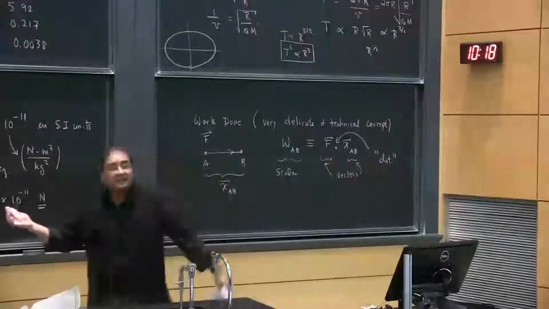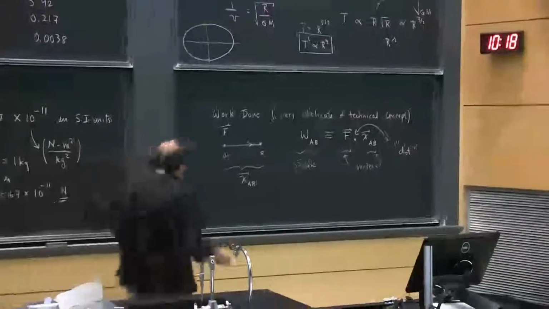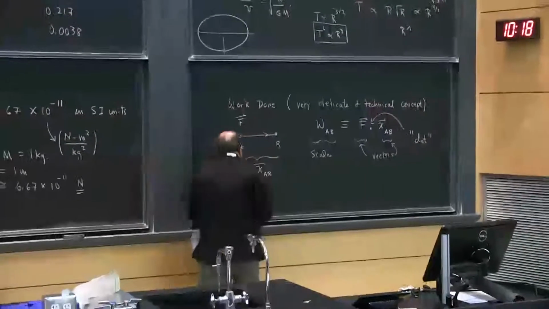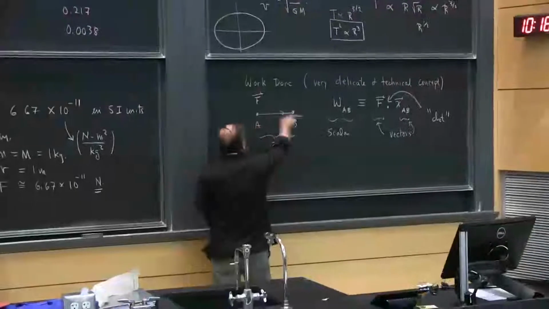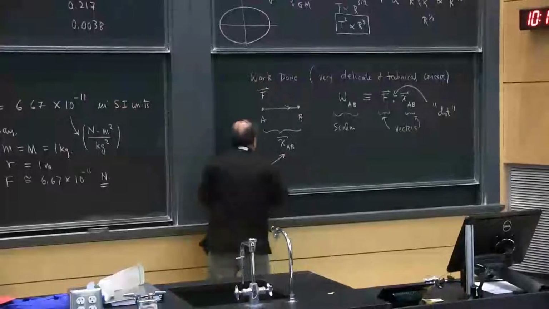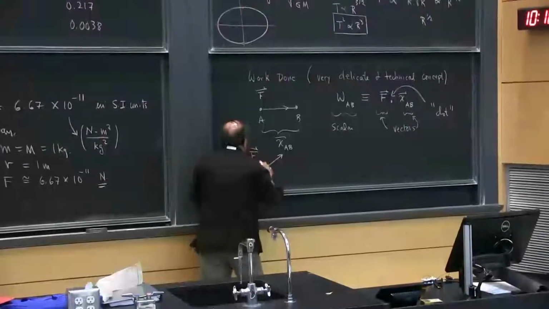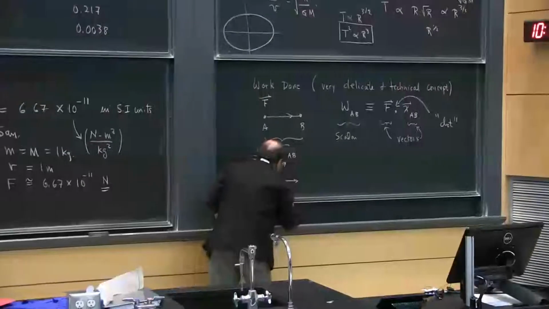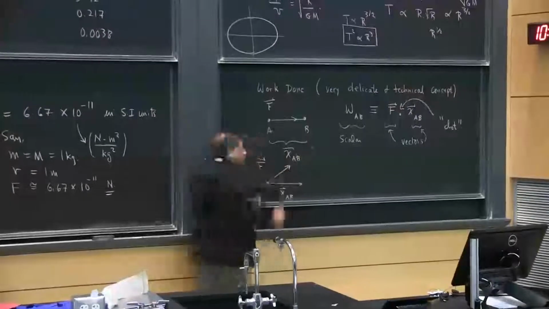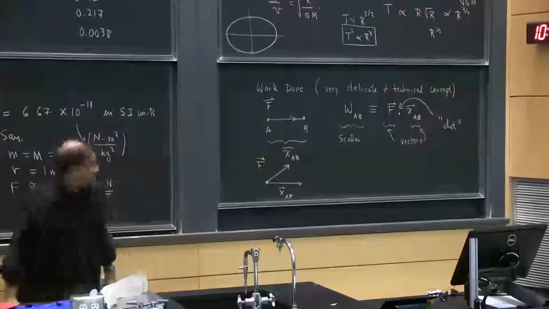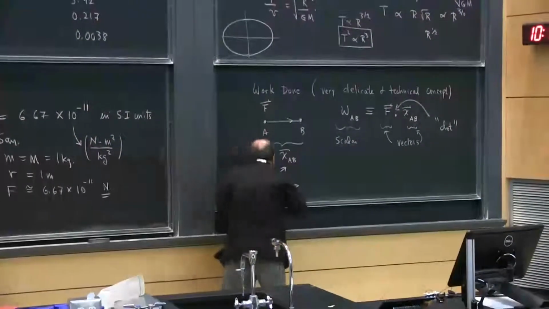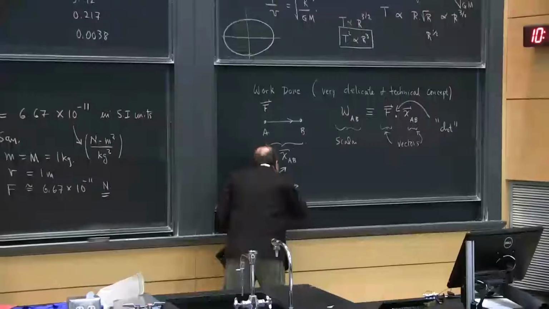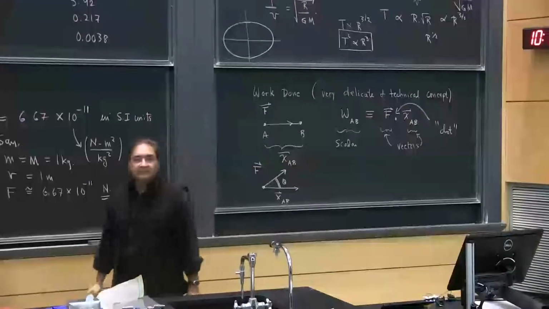What does a dot product mean? A dot product means something very simple. Suppose I'm so stupid that instead of applying the force in that direction, I want to apply the force in this direction. So I want to apply the force like this, I want to displace the thing like that. So this is my xAB, and this is my force. Alright? So suppose, because of my stupidity, I have invoked an angle theta between the two vectors.